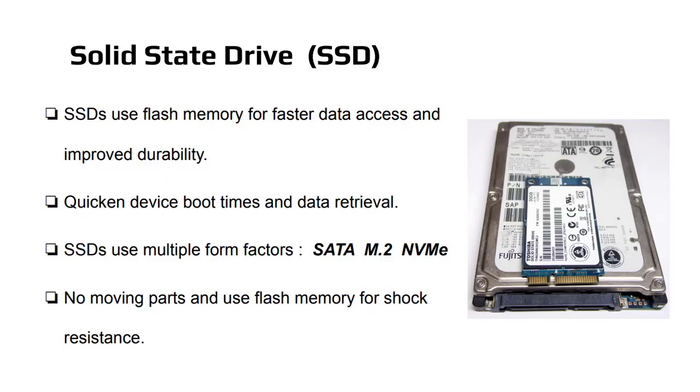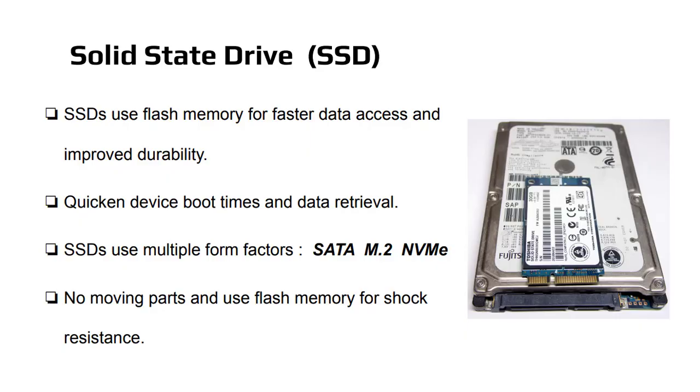In hard disk drives, we use an actuator arm to locate data on a specific disk. With flash memory, we can retrieve data more quickly because we don't have to go through the time of locating data on a specific disk. With solid state drives, we have multiple form factors. The three most common are SATA, M.2, and NVMe. The image on the slide shows you the size differences between a SATA, which is the larger, and an M.2, which is the smaller.